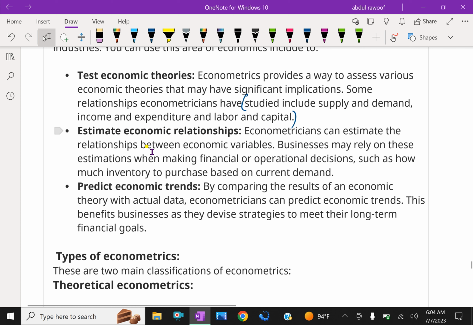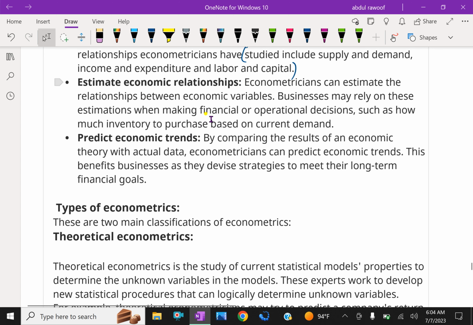Estimate economic relationships. Econometricians can estimate the relationships between economic variables. Businesses may rely on these estimations when making financial or operational decisions, such as how much inventory to purchase based on current demand.